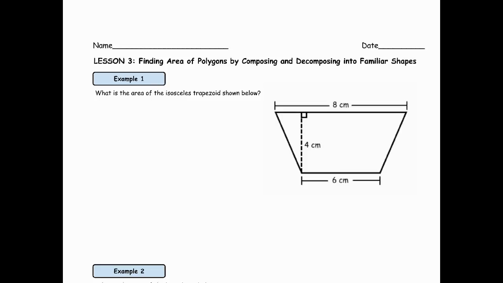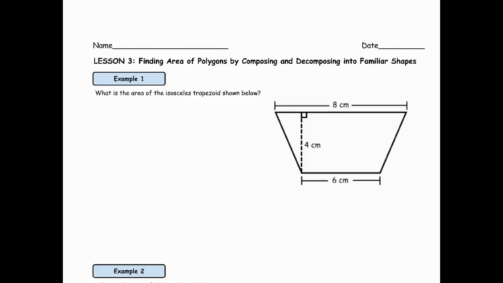So, lesson 3, we're finding the area of polygons by composing and decomposing into familiar shapes. So what that means is we're going to take some unfamiliar shapes and split them or break them into shapes that we already know how to work with, such as rectangles and triangles. So in example 1 here, it says, what's the area of the isosceles trapezoid shown below?